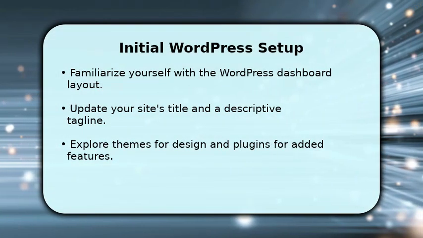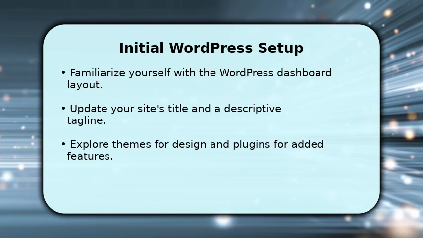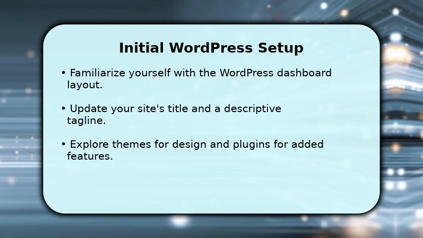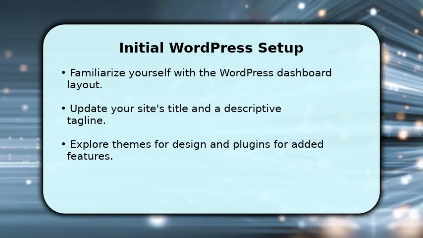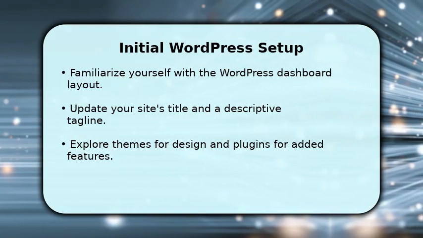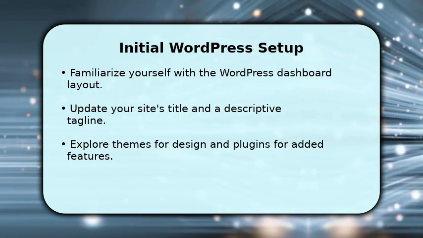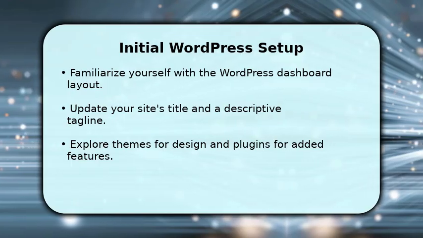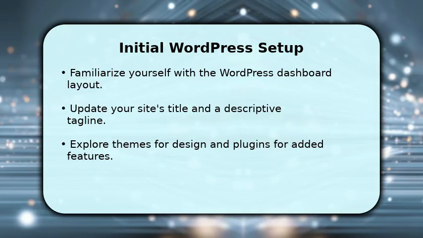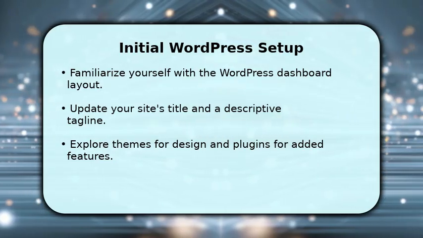Once installed, you'll navigate the WordPress dashboard, your central control panel. Here, you can easily change your site's title and add a catchy tagline under General Settings. Next, explore the vast world of themes to define your site's look and feel, and consider essential plugins to extend its functionality, like for security or search engine optimization.